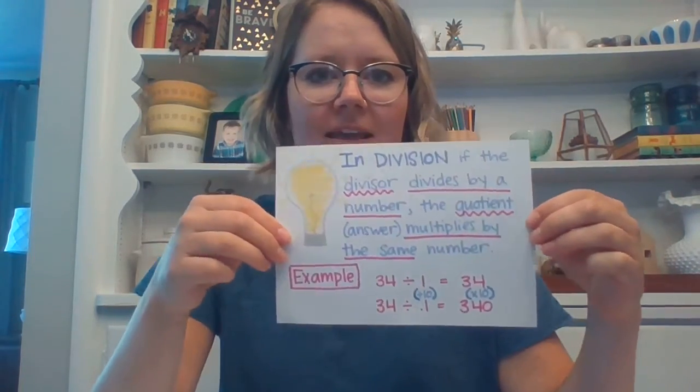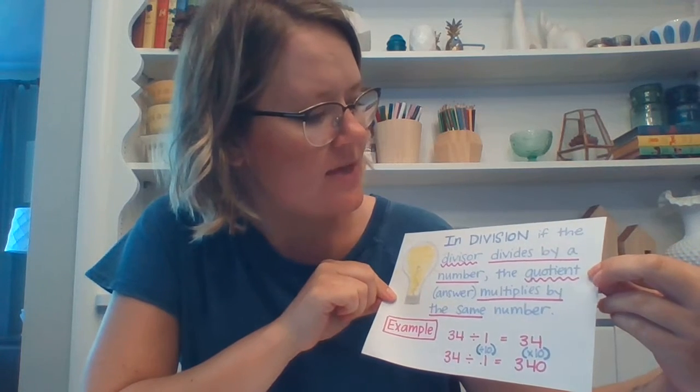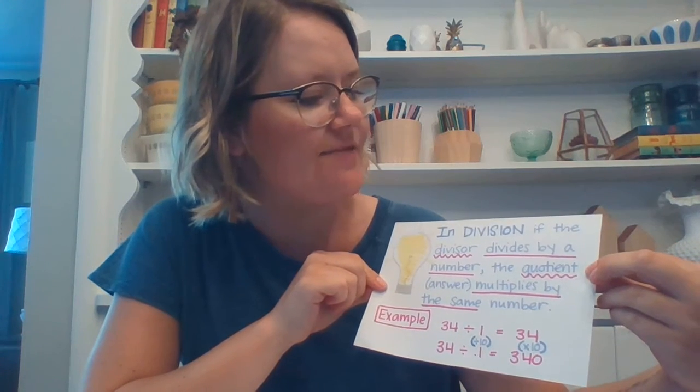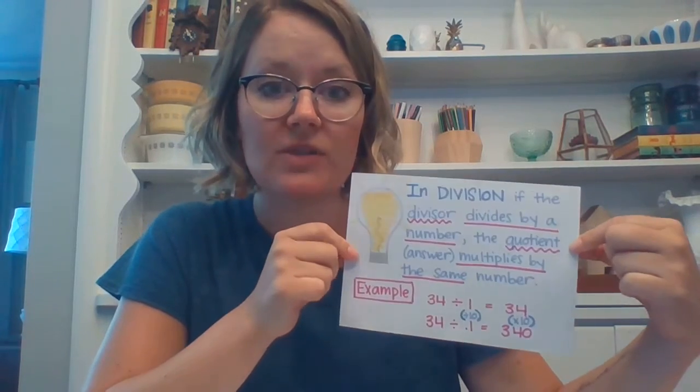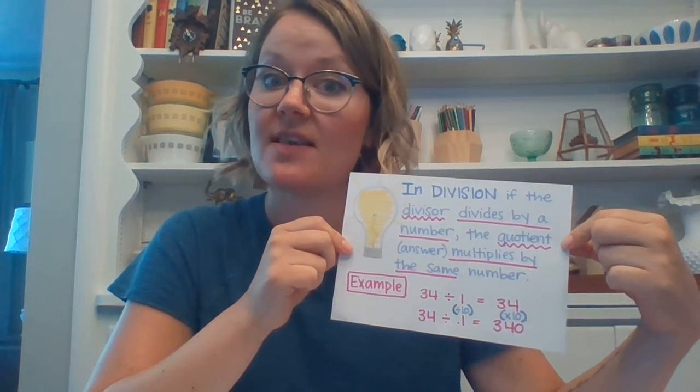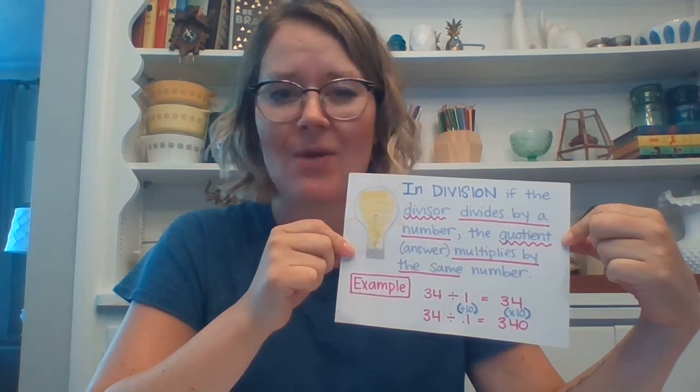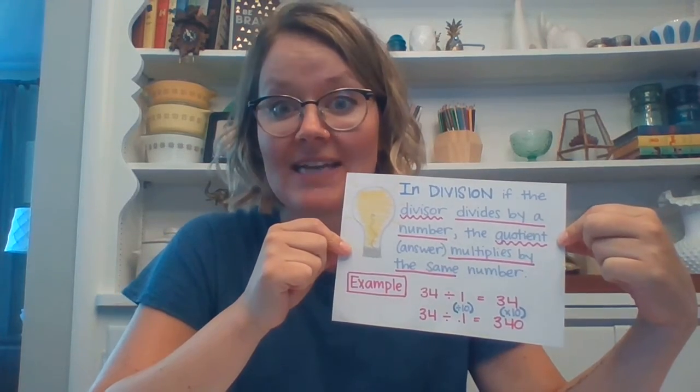In division, here's our generalization. If we divide the divisor by a number, then the quotient will multiply by the same number. It does the opposite thing. Okay? We're just talking about the divisor, that second number in the equation. So now we're going to do some practice with a division problem from your worksheets. If you'd like to pause the video and get your worksheet out, now would be a good time to do that.